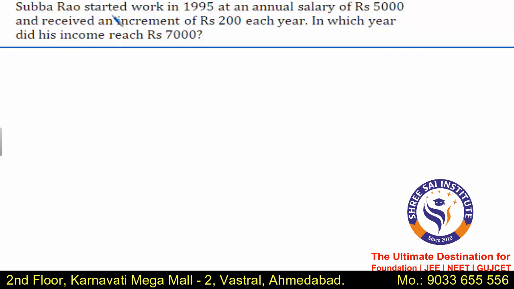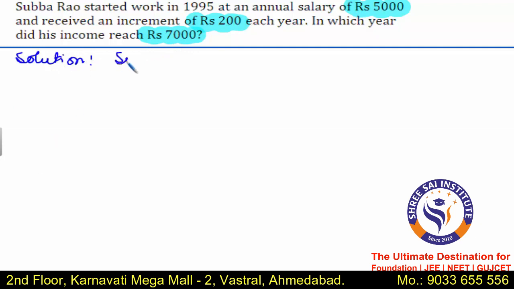This question says, Subba Rao started work in 1995 at an annual salary of rupees 5,000 and received an increment of rupees 200 each year. In which year did his income reach rupees 7,000? Let's begin with the solution.